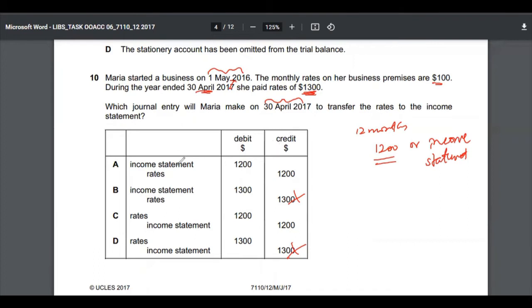So the answer to multiple choice 10 is actually option A, because it's talking about how you would transfer the rates to income statement. And that would be option A, because it's an expense, right? So the income statement is reducing by $1,200, and the profit as well at the same time. So the correct answer to multiple choice 10 is option A.